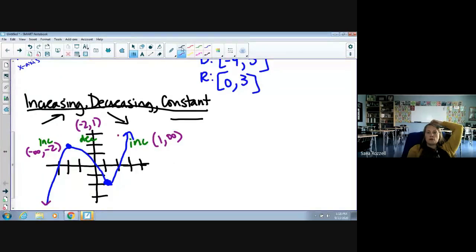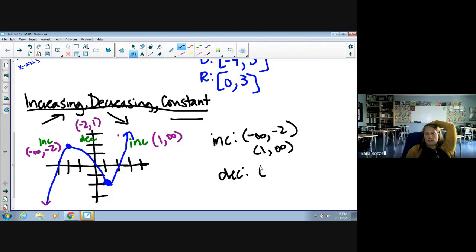But when you write your answers, a lot of times they just want you to write that increasing would be from negative infinity to -2, and also from 1 to infinity. Decreasing is from -2 to 1. So you can make them a list. Like after you write them on your graph, you can just make a list on the side. This is my sections where it was going up. This is my section where it was going down.